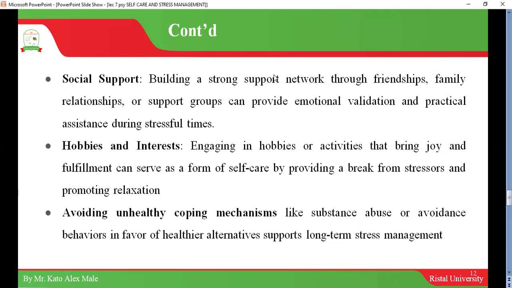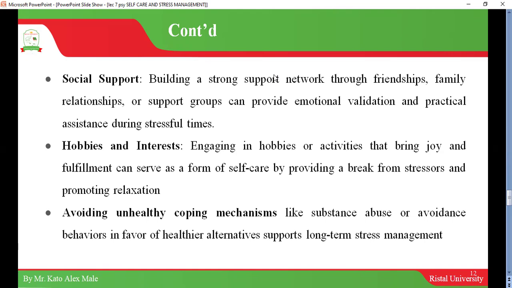Hobbies and interests as a strategy. We talked about this once again. I don't know, it's already like 30 times or fourth. But it's still, like I said, you try to do those activities that you feel contented with. Then avoid unhealthy coping mechanisms as a strategy.